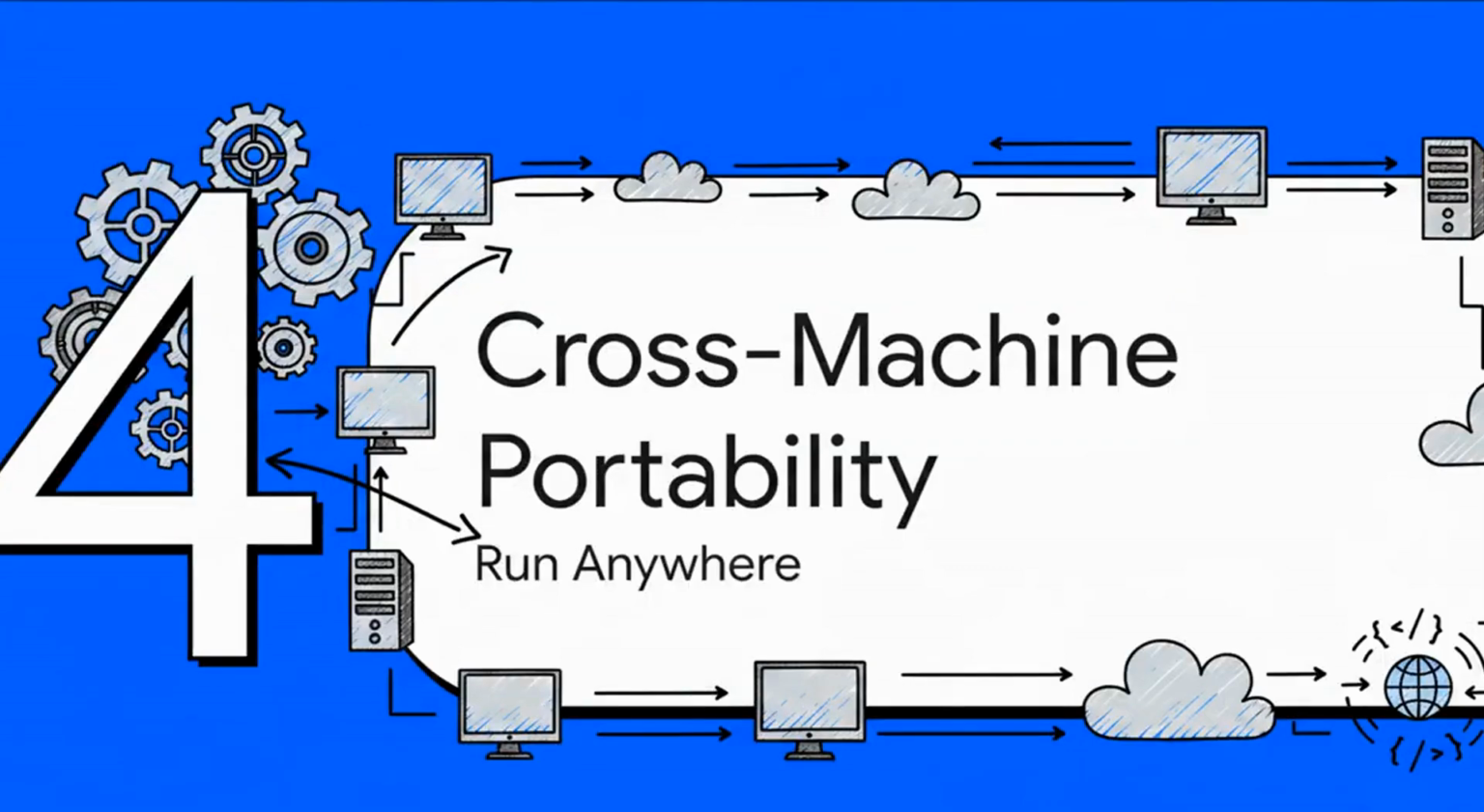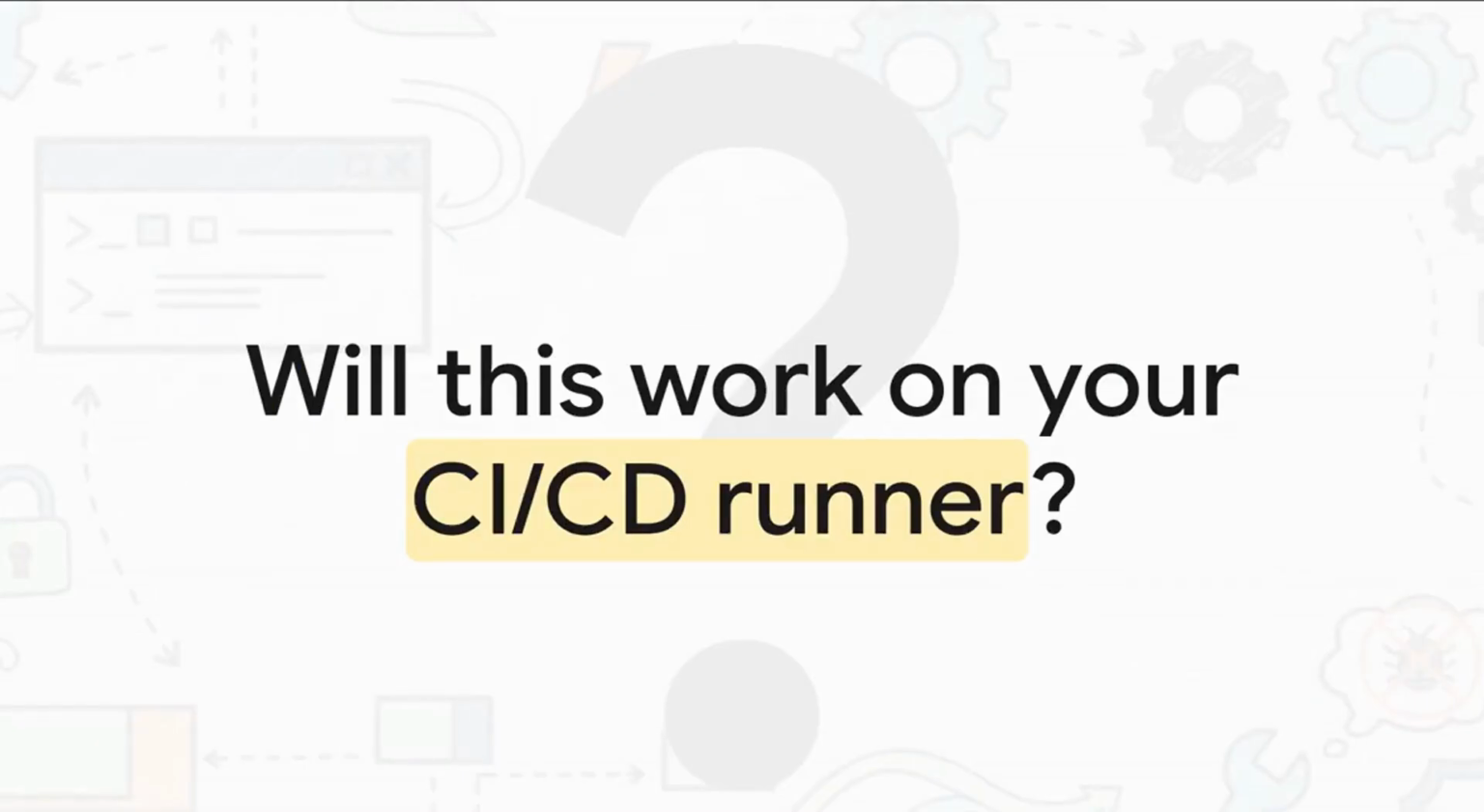Next up, part 4, cross-machine portability. Here is the ultimate reality check that separates a fragile script from a true production-ready automation asset. Will this actually work on your CI/CD runner? See, your laptop is a highly customized, tightly controlled environment. A newly provisioned server in the cloud or a fresh CI runner? Absolutely not. We have to script defensively to ensure our tools work literally anywhere.